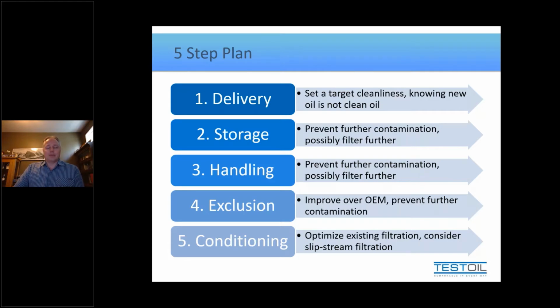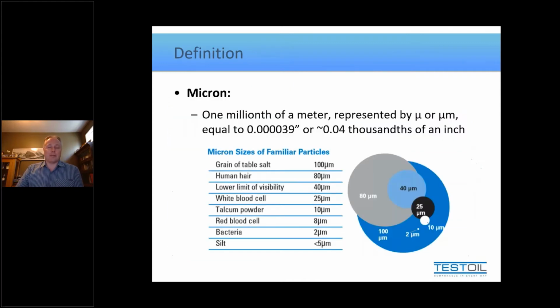So like I said, what we're going to talk about today really is just focused on the first step. We need to understand how clean is new oil, and short version is not very clean, not clean enough anyways, and we need to set a target cleanliness. Now, before I get too far into any presentation, I always like to cover off any definitions you might need to know to keep up with terms that I'm using, and pretty much the only one that's going to affect this presentation is the term micron.